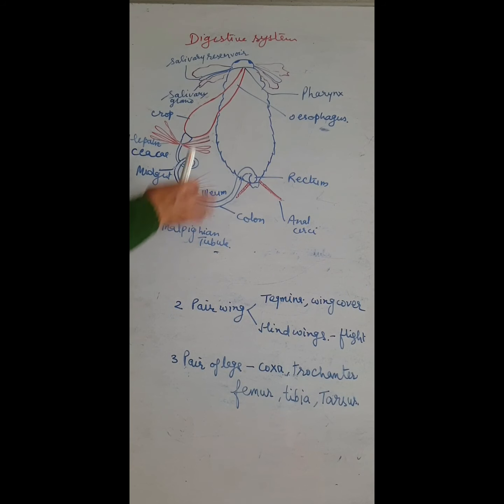The mouth parts we have studied are of the biting and chewing type. The mouth parts are labrum, mandible, maxilla, hypopharynx and labium. Now we discuss the digestive system of the cockroach. The cockroach digestive system is divided into 3 parts.